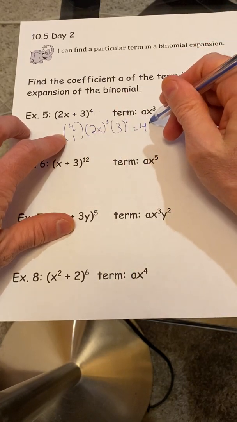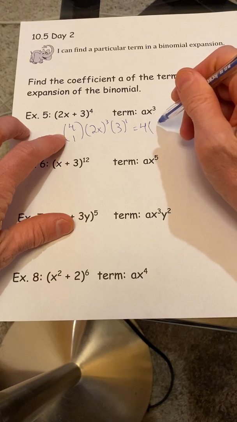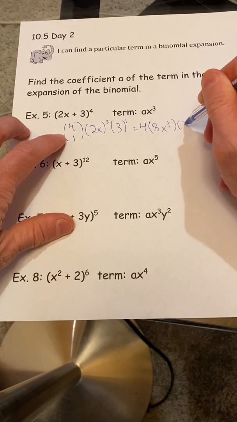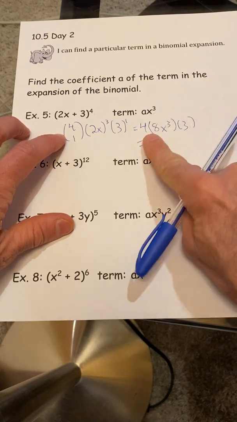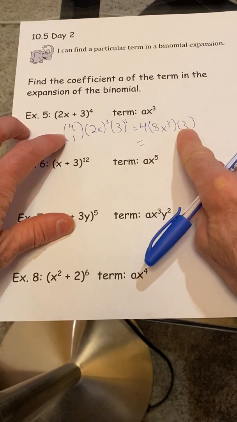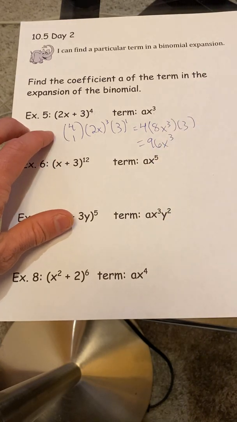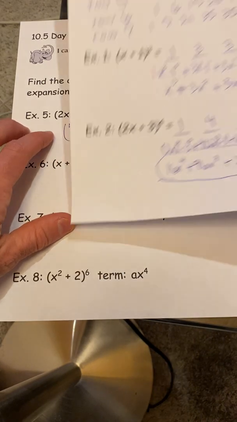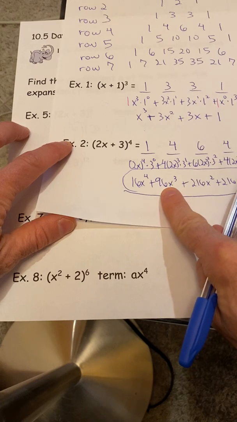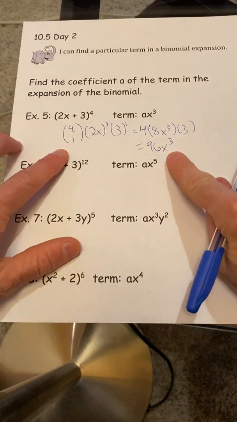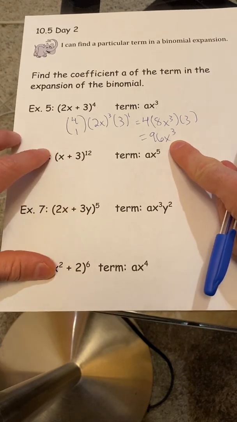But then it's 8x to the 3rd times 3, or 4 times 8 is 32, times 3 is 96x to the 3rd, which matches what we did the other day. So that's kind of letting you see how this works with one of the ones we've already done.